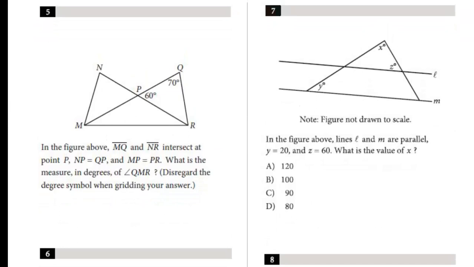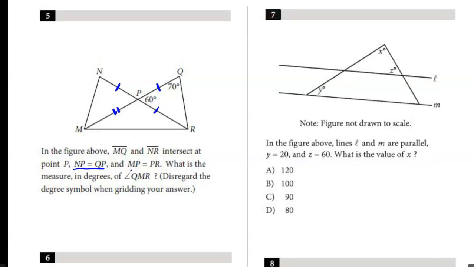All right, looking at number 5, MQ and NR intersect at P, and then we have a congruence. Here we have NP equals QP. And M to P, that's how it's written. There's no symbol there. It means the distance from M to P is equal to P to R. So that tells me that I have an isosceles triangle down here on the bottom.